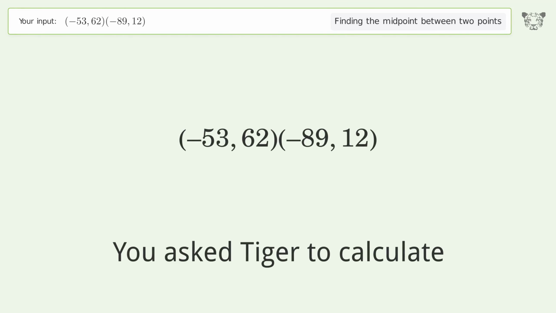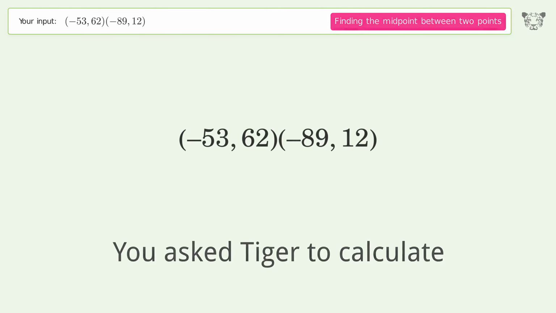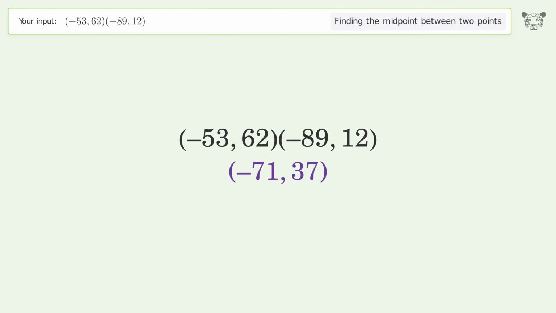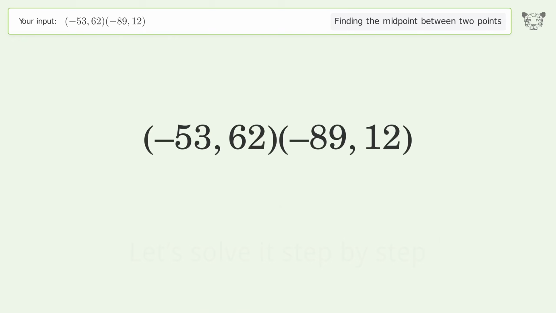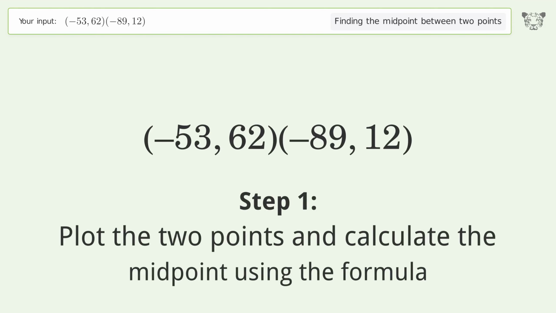You ask Tiger to calculate. This deals with finding the midpoint between 2 points. The midpoint between the 2 points is -71,37. Let's solve it step by step. Plot the 2 points and calculate the midpoint using the formula.